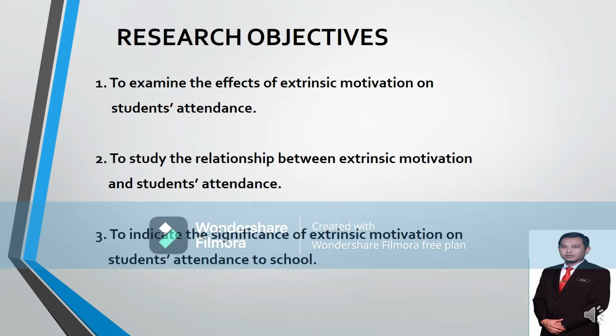And then for research objectives, firstly, to examine the effect of extrinsic motivation on student attendance. Second, to study the relationship between extrinsic motivation and student attendance. And the third one is to indicate the significance of extrinsic motivation on student attendance to school.